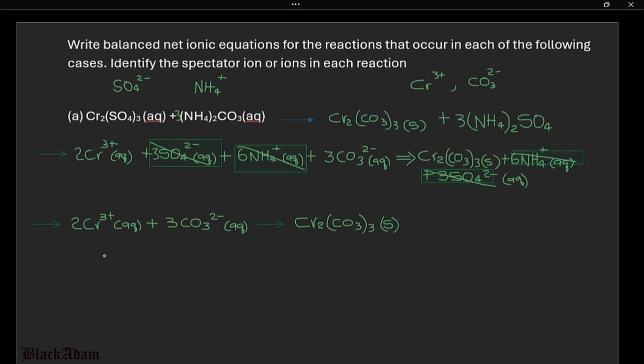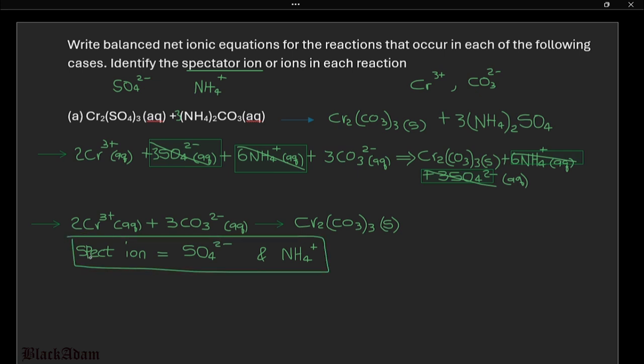And so spectator ions. So these are ions that didn't react. Spectator ions are that and that. So we have sulfate and ammonium. So that's going to be sulfate, SO4 2-, and then we have ammonium ion, NH4, which is a positive ion. And then that's our final answer.